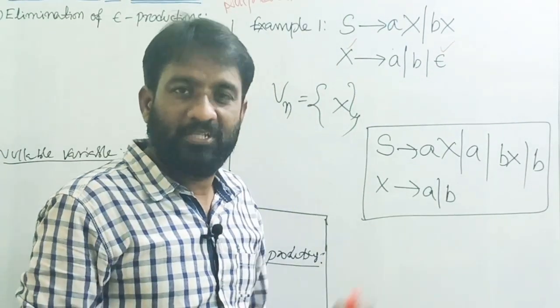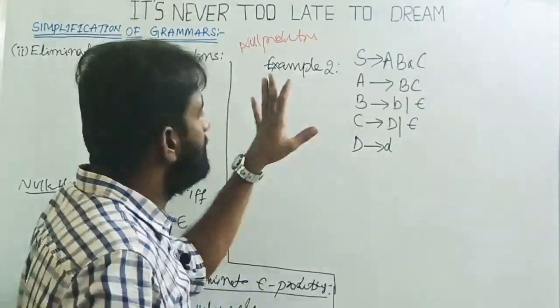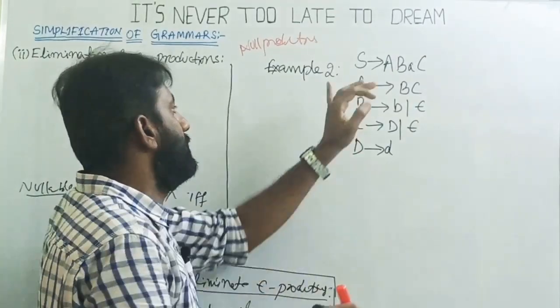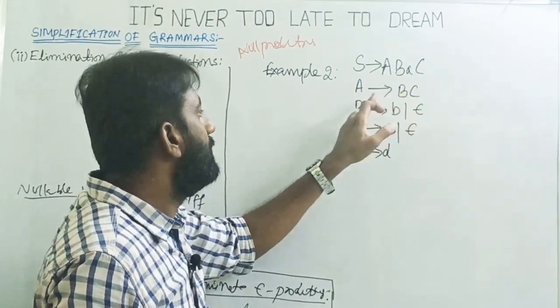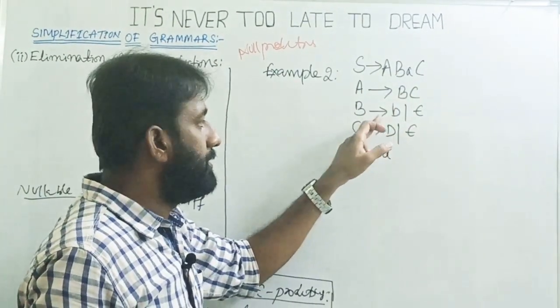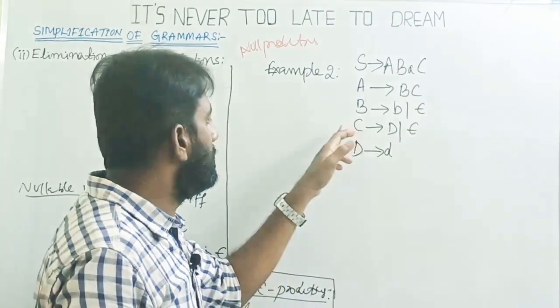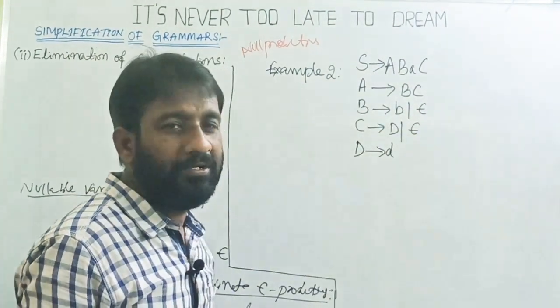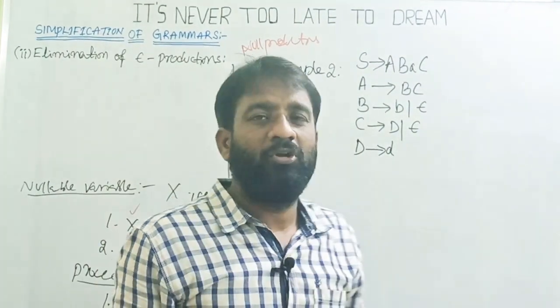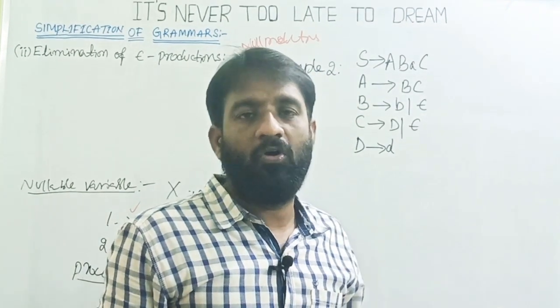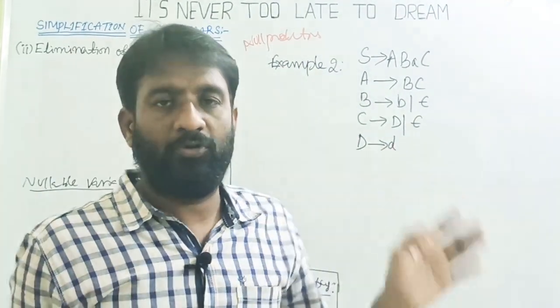Let's try this with another example. This is the second example. The given grammar is S tends to ABC, A tends to BC, B tends to b slash epsilon, then C tends to D slash epsilon, D tends to d. I'm asking you to remove the epsilon production, or remove the null production, it is the same.